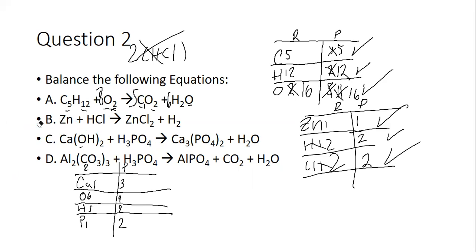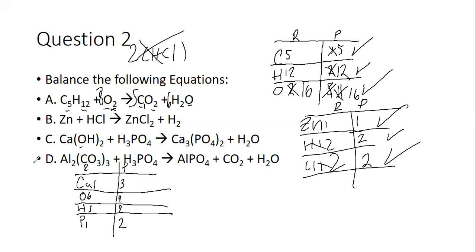All right, so where to start with this? So this one's a little more complicated. When you have long equations like this, generally where I start is I start with elements that only appear once on each side of the equation. So that would be either calcium or phosphorus. They only appear once on each side of the equation, while hydrogen and oxygen appear multiple times. So let's try and balance the calcium.